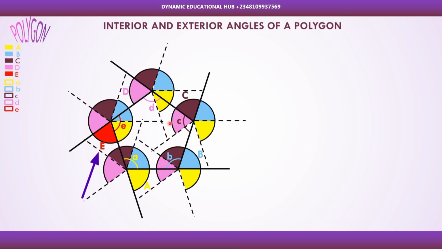Let's move to E. Finally to our E. This one. The corresponding angles to it. First one will be here. Second one will be here. Third one will be here. Fourth one will be here. Wow. We have an amazing diagram.